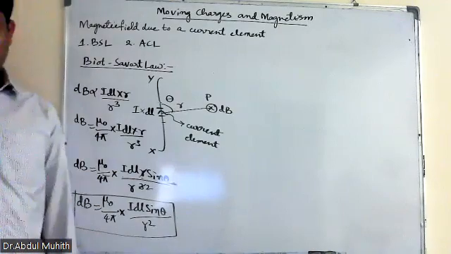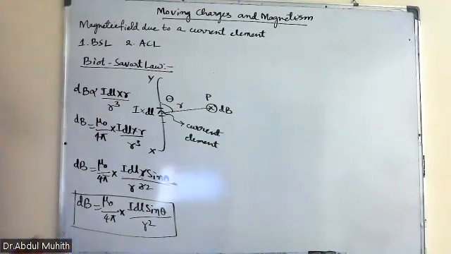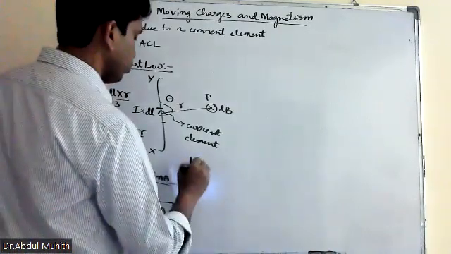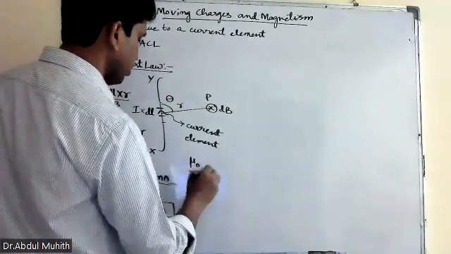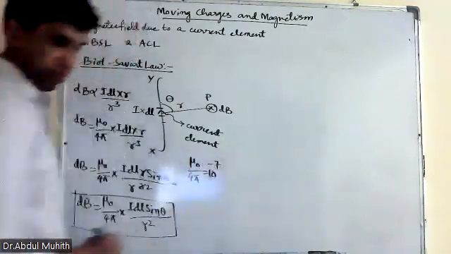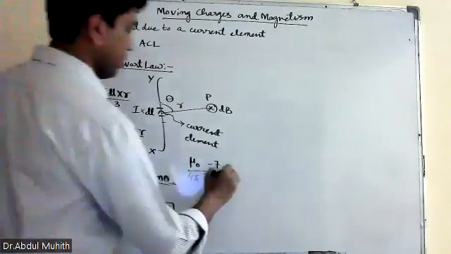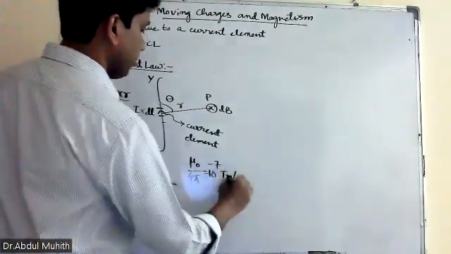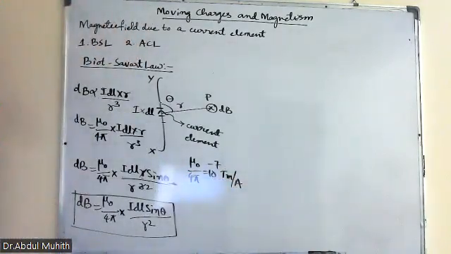Mu 0 by 4 pi I into DL sin theta by R square. So what is the mu 0 by 4 pi value? Mu 0 by 4 pi value is equal to 10 to the power of minus 7 Tesla meter per ampere.